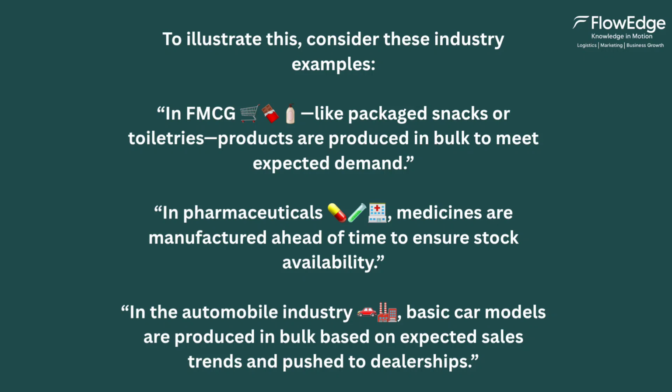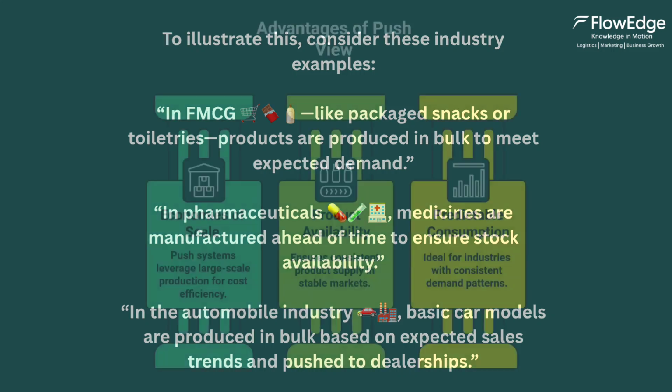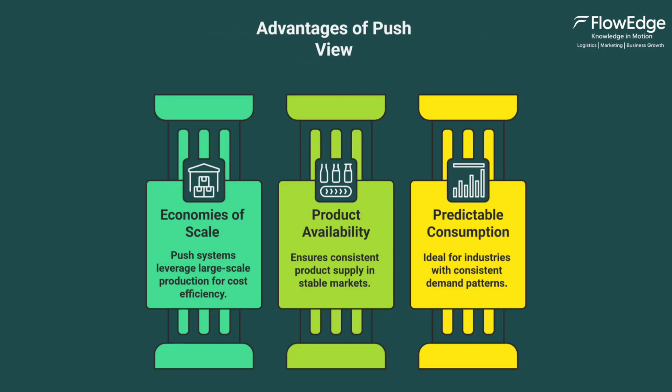To illustrate this, consider these industry examples. In FMCG, like packaged snacks or toiletries, products are produced in bulk to meet the expected demand. In pharmaceuticals, medicines are manufactured ahead of time to ensure stock availability. And in the automobile industry, basic car models are produced in bulk based on expected sales trends and pushed to dealerships.